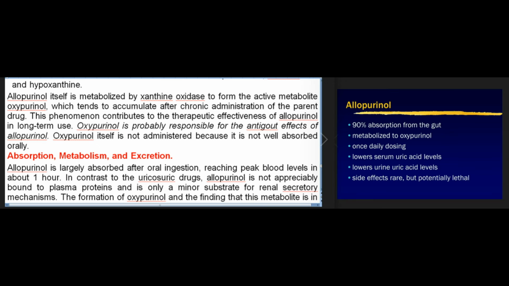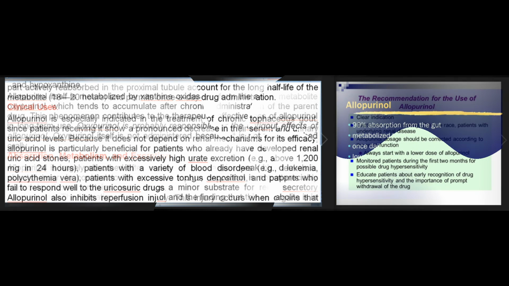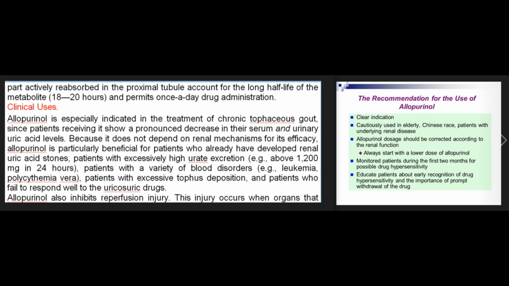Absorption, metabolism, and excretion. Allopurinol is largely absorbed after oral ingestion, reaching peak blood levels in about 1 hour. In contrast to the uricosuric drugs, allopurinol is not appreciably bound to plasma proteins and is only a minor substrate for renal secretory mechanisms. The formation of oxypurinol and the finding that this metabolite is in part actively reabsorbed in the proximal tubule account for the long half-life of the metabolite, 18-20 hours, and permits once-a-day drug administration.